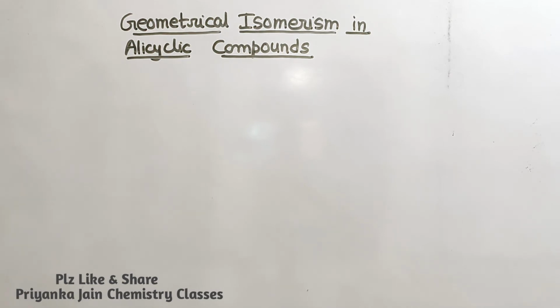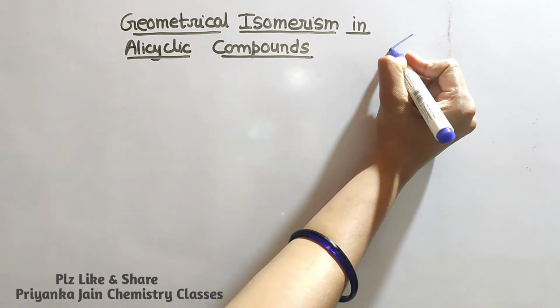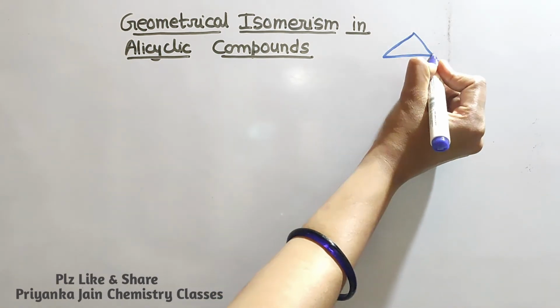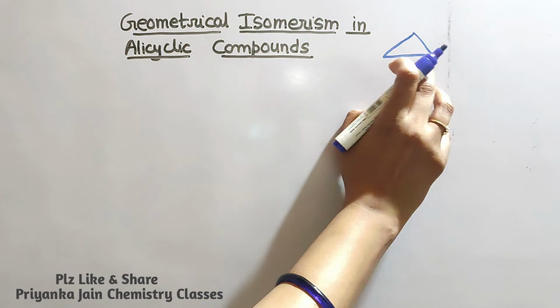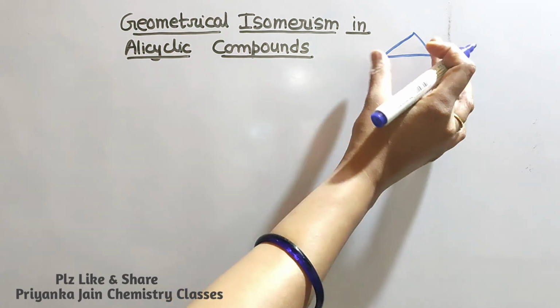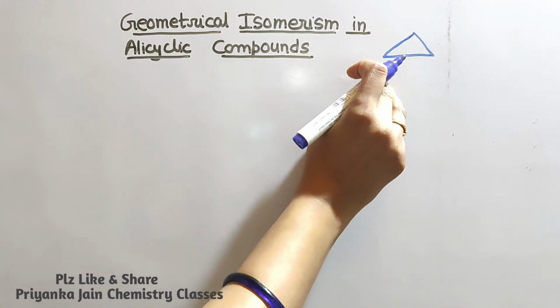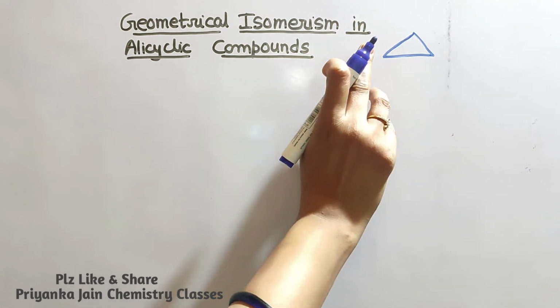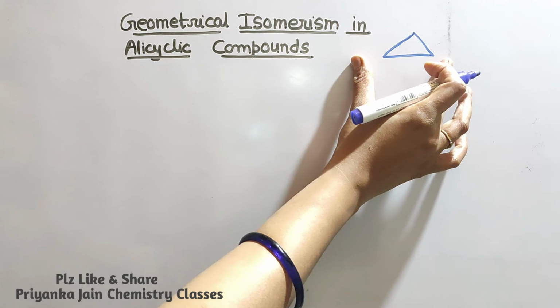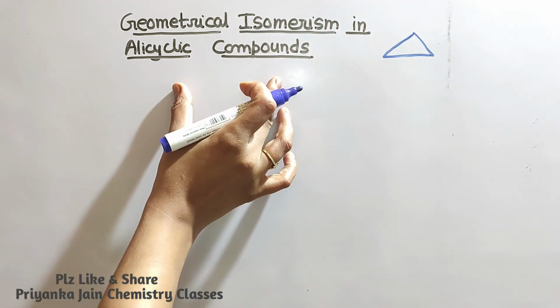Now see the geometrical isomerism in the case of alicyclic compounds. Alicyclic compounds means cycloalkanes or cyclic compounds that are not aromatic. In such compounds the rotation about this single bond is hindered due to the formation of the cycle. If such compounds are disubstituted, it means two substituents are present on different carbon atoms, then they will show geometrical isomerism.